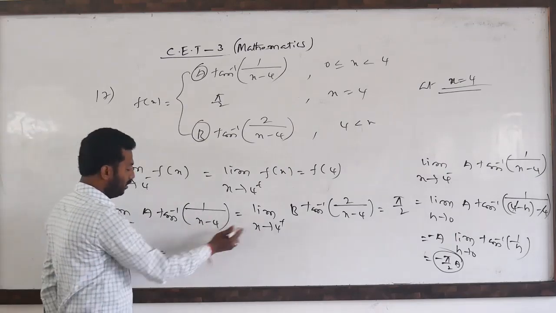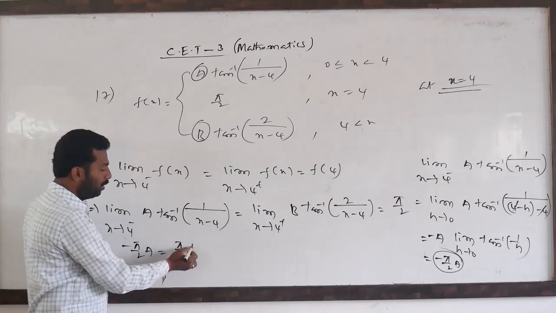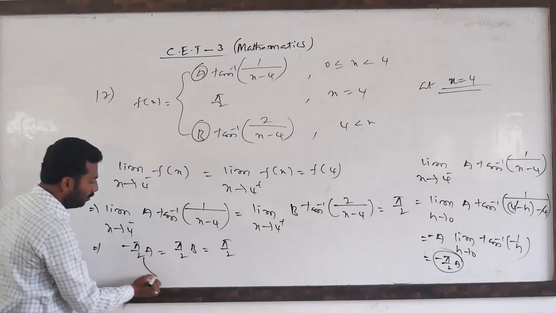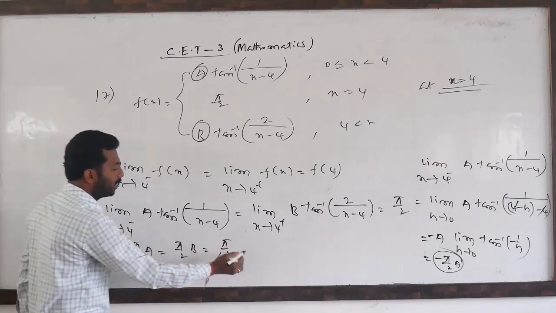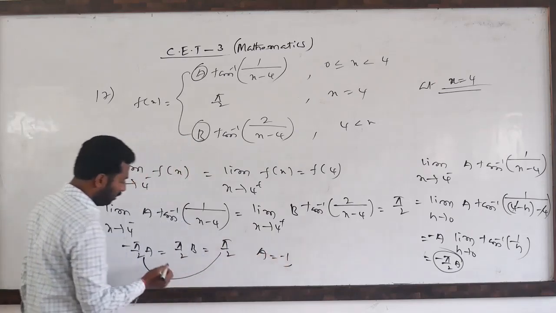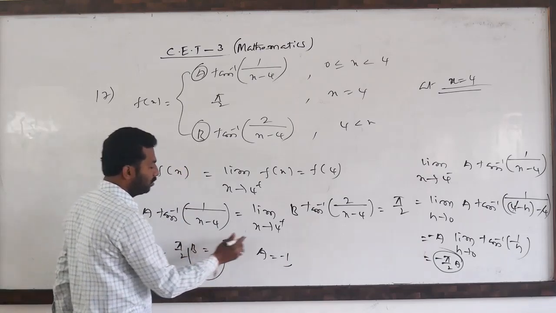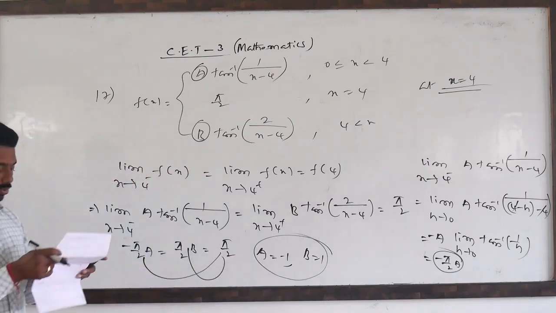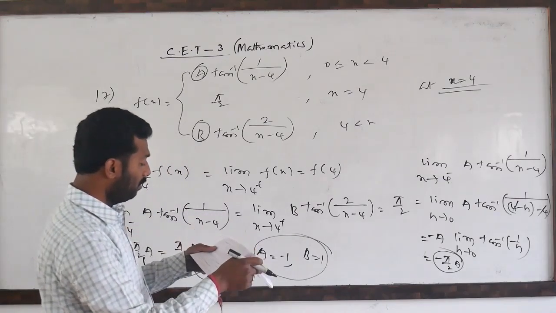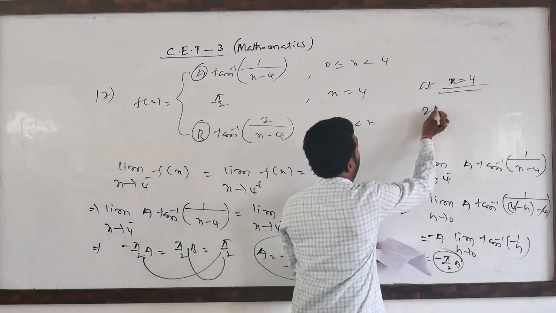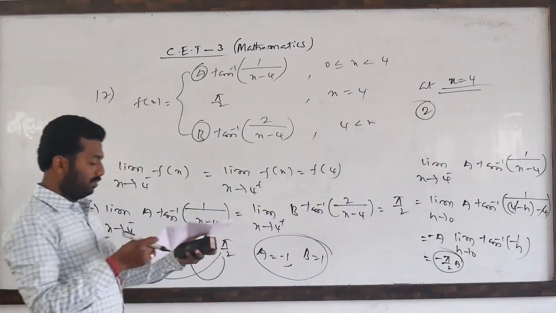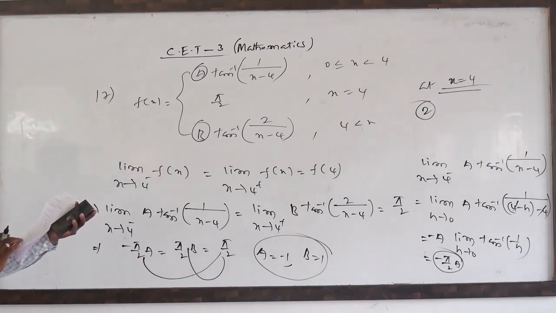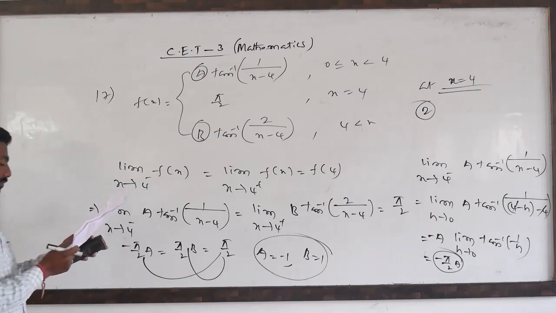This is positive, means plus pi by 2 into b, equal to pi by 2. Suppose if you equate these two, pi by 2 cancel, a equal to -1. If you are equating these two, pi by 2 cancel, b equal to 1. So a equal to -1, b equal to 1. Which option? Second option is the answer. So like that we have to write. 17th answer is second option. Right.